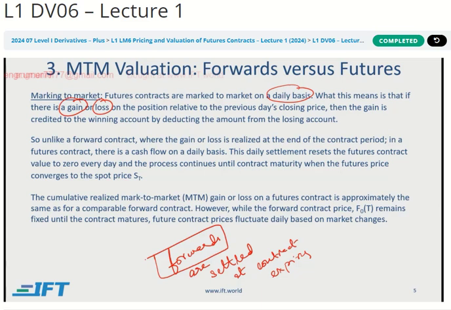Futures are usually between relatively smaller players, they have an exchange in the middle, and they both have to deposit some amount, and on a daily basis that amount is either increased or decreased depending on where the spot price is going. So unlike a forward contract where the gain or loss is realized at the end of the contract period, in a futures contract there is a daily settlement, and this is a daily cash flow, right? Either your deposit is going up or it's going down depending on where the spot price is going.